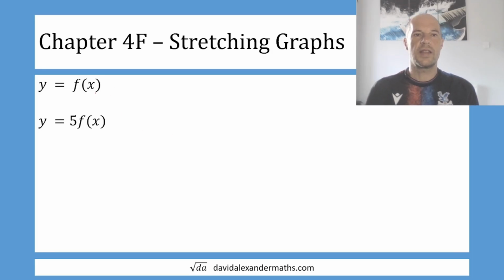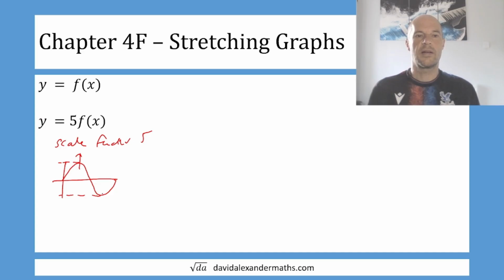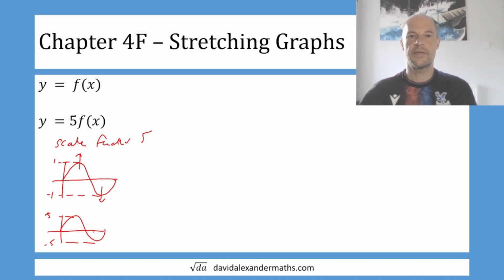So y equals f of x versus y equals 5f of x. This is a stretch with a scale factor of 5. Again, it's a vertical stretch with scale factor 5, so parallel to the y-axis. So if this is y equals the sine of x, which goes up to 1 and -1, if I'm stretching it with a scale factor of 5, instead of it going up to 1 and -1, it will now go up to 5 and down to -5, as we can see here, hopefully.